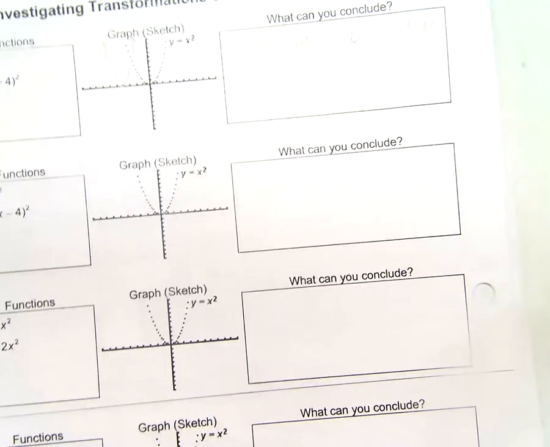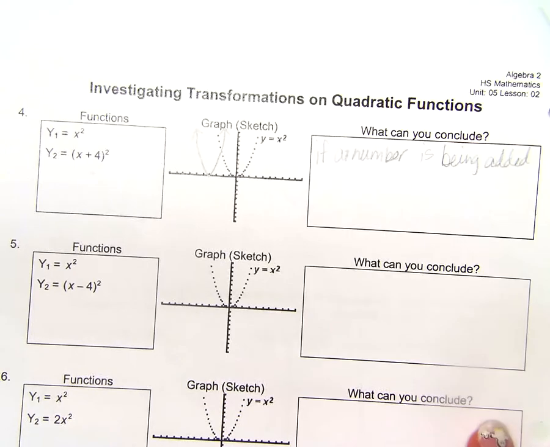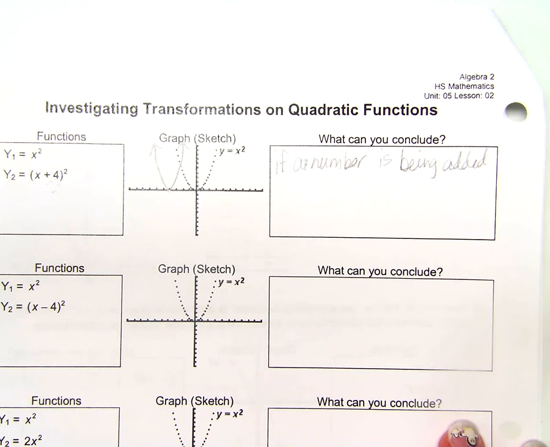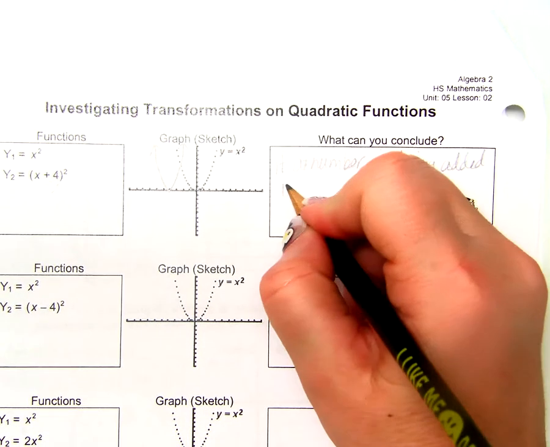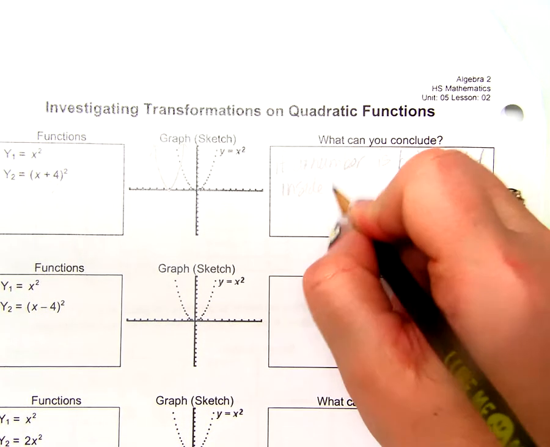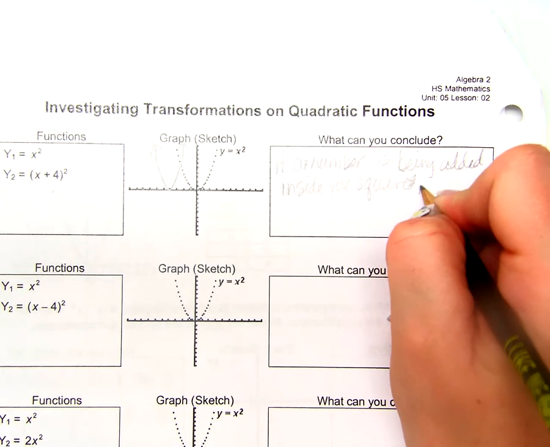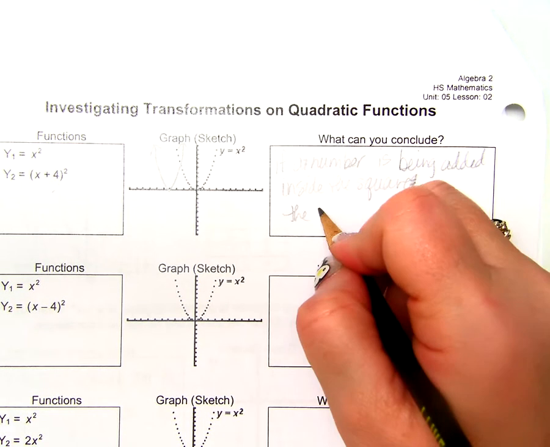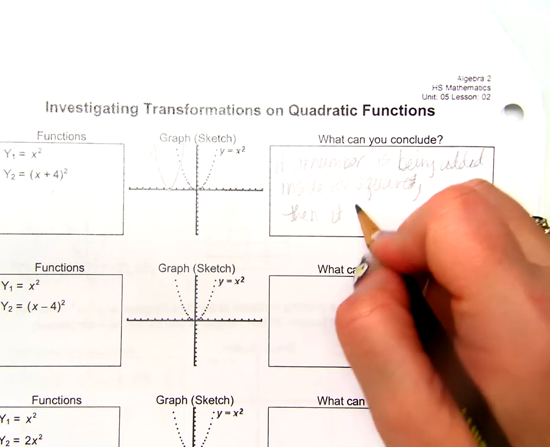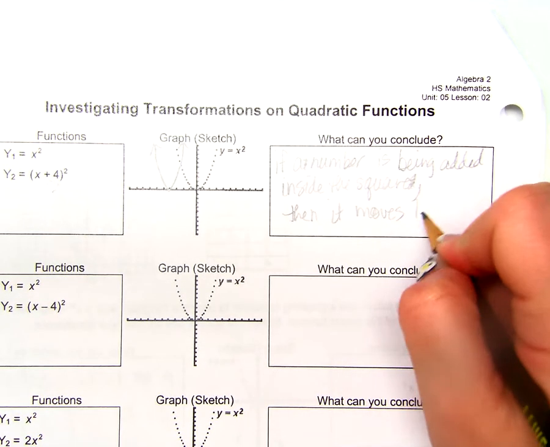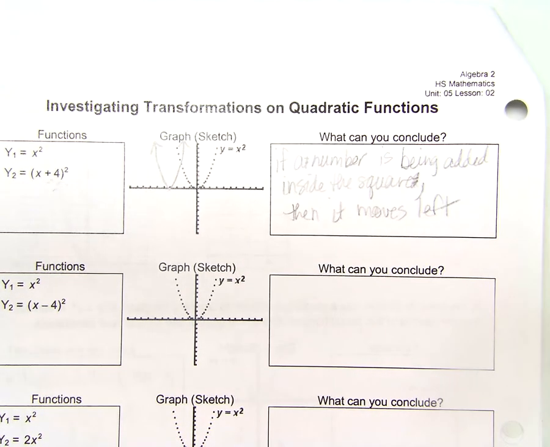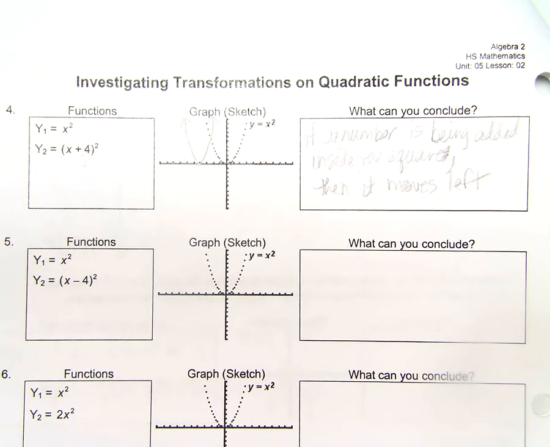Okay. So then what should we say here on number 4? Inside? Then what? It moves left. So if a number is being added, it moves left. Okay. So what's your prediction for 5? Move to the right. Let's check it out.